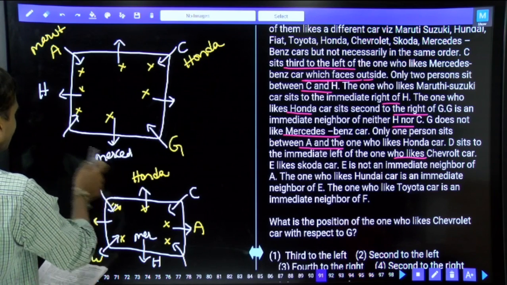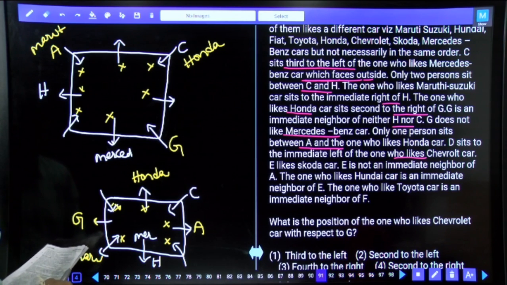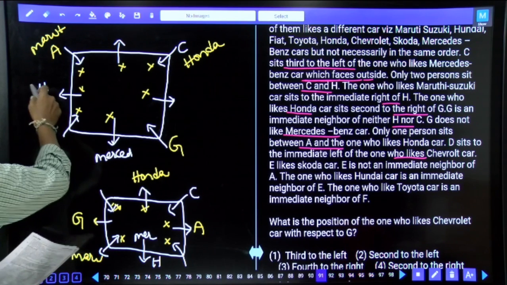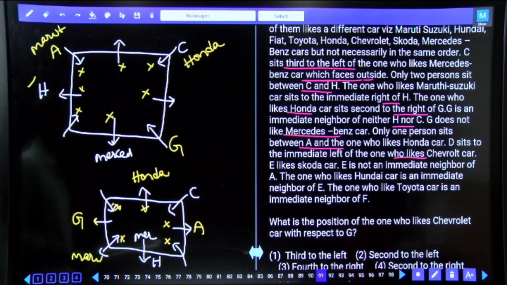And what is the other possibility here? If Chevrolet is here, D cannot be at this place. Then what is the other possibility we have? And if this person is Chevrolet, D will be here. How many possibilities we have? 2 possibilities. And out of which E likes Skoda.